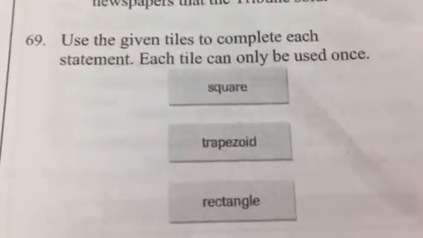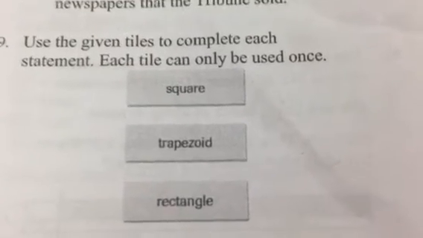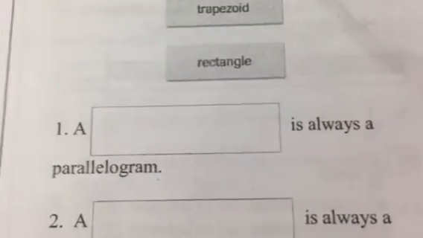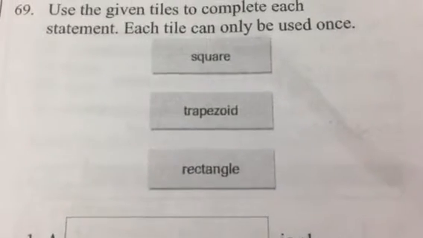So it says, use the given tiles to complete each statement. Each tile can be used only once. You have square, trapezoid, and rectangle. So number 1 says, a blank is always a parallelogram.